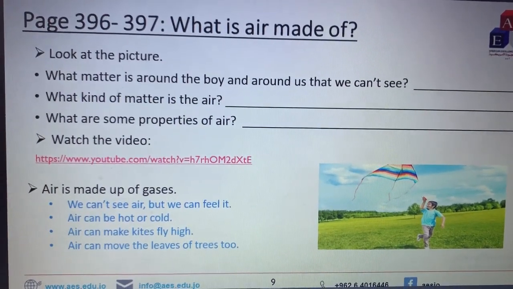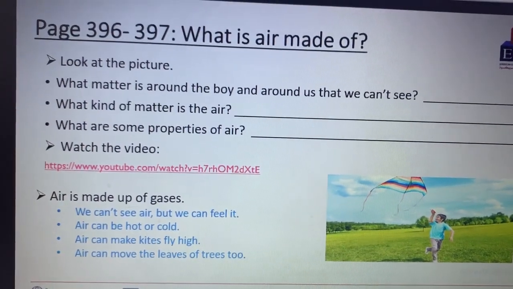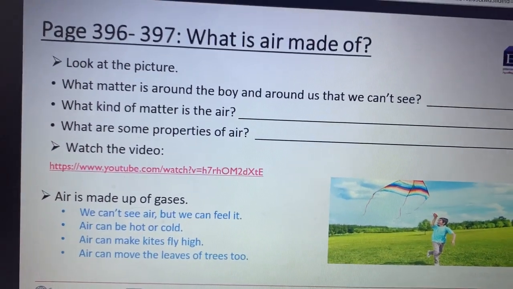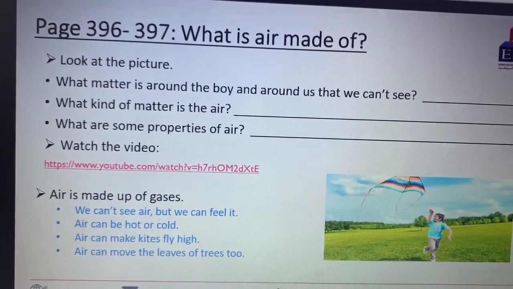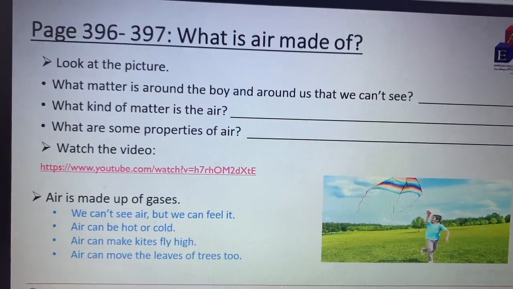Air is made up of gases. We cannot see air, but we can feel it. Air can be hot or cold. Air can make kites fly high. Air can move the leaves of trees too.